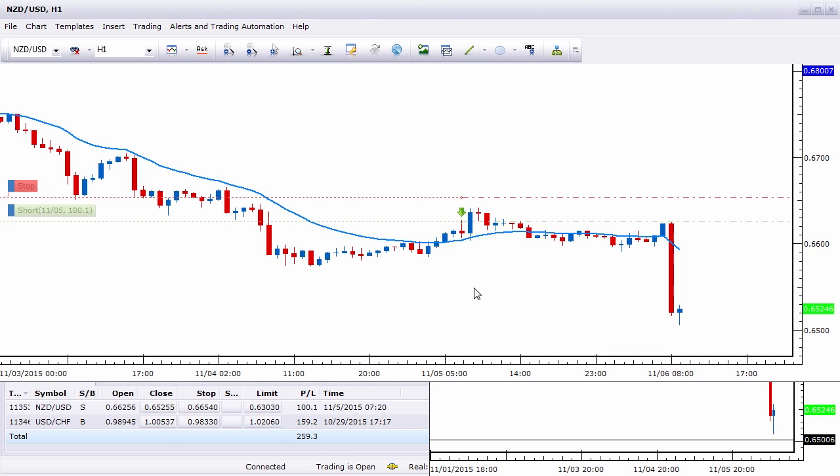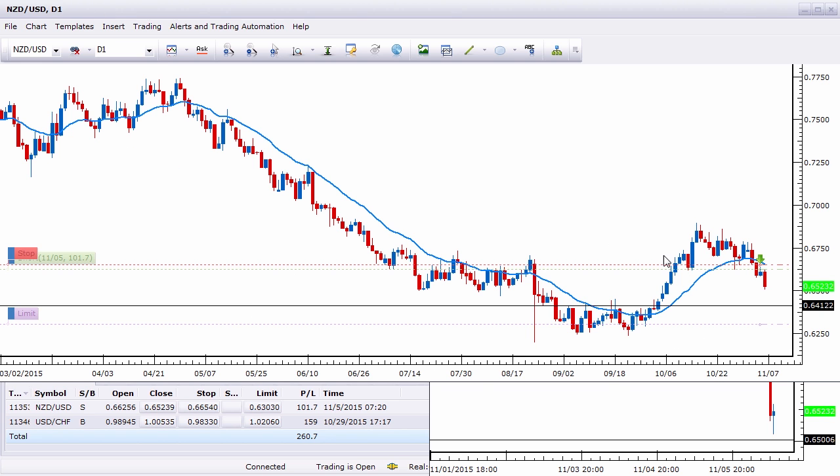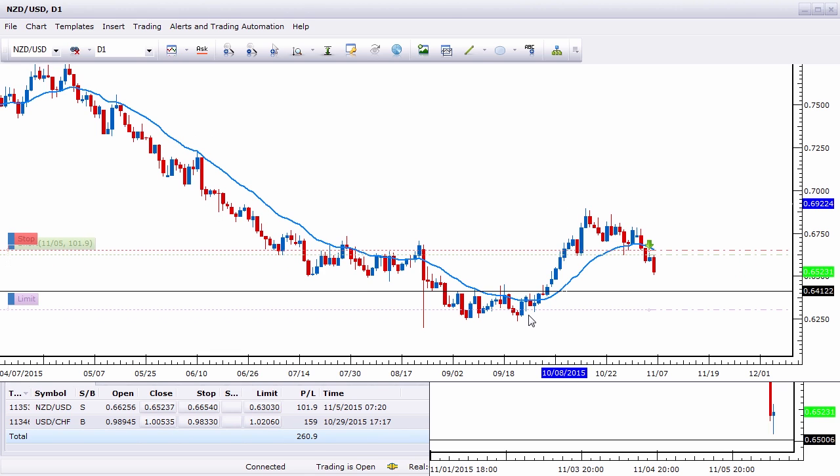So in terms of take profit, let's zoom out a little bit to the daily chart, and I'll show you why I chose my target. So my target is down here. I may choose a little bit towards the base, a little bit lower, around 62.50.